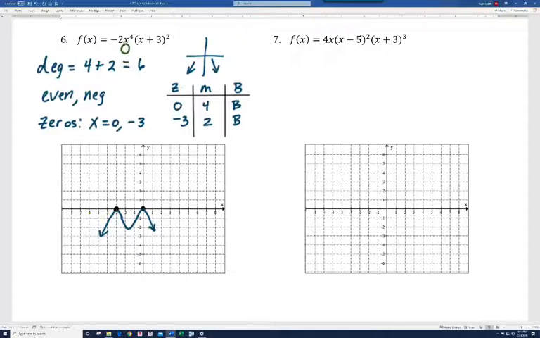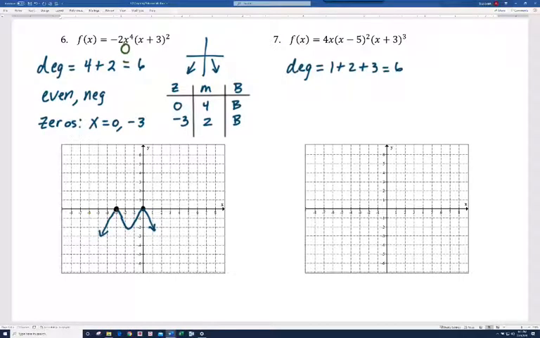All right, so let's move on to number 7. In fact, I would encourage you to try number 7 before you watch the video. All right, so our degree is going to be 6 again here. It's going to be 1 plus 2 plus 3. Again, we're just adding our exponents here. And so we do get 6.